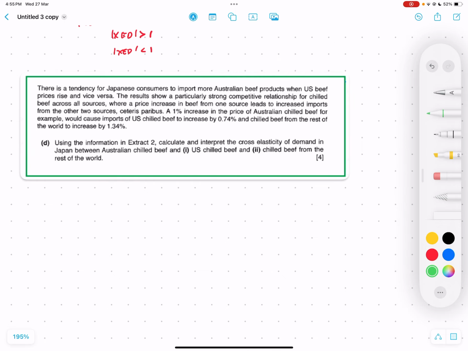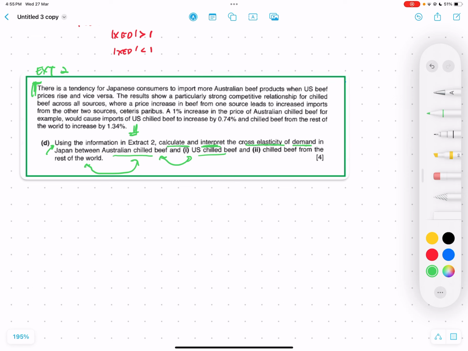Okay, so the next one is the green color question, right? So the question says, using the information from extract 2. So this is what I took out from extract 2. Okay, extract 2 was really long, so I had to cut. Right, so using the information from extract 2, calculate and interpret the cross elasticity of demand in Japan between Australian chilled beef and US chilled beef. So this is relationship number 1. And then Australian chilled beef and chilled beef from the rest of the world. This is relationship number 2.